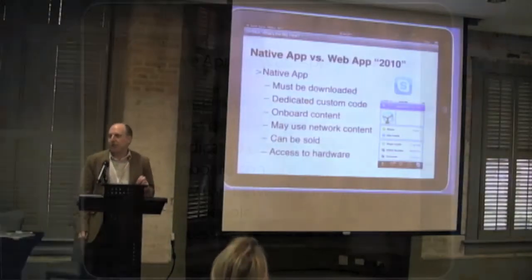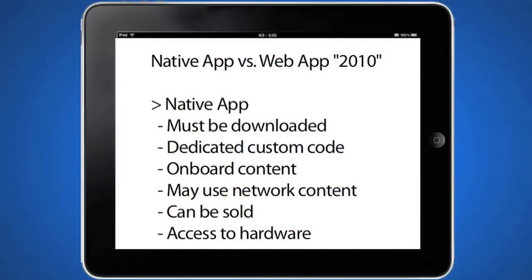Rachel talked about this a little yesterday, and I just want to go back to it and talk a little bit about what it is today. This is kind of a pure description because there's a lot of crossover already in tools that you're using. But a native app is an app that you have to download. It's generally written by a software developer. It has very customized code. It's onboard content. In other words, you can typically be looking at it on the plane without having to have a network connection. It may have a network connection, but that's just an option.